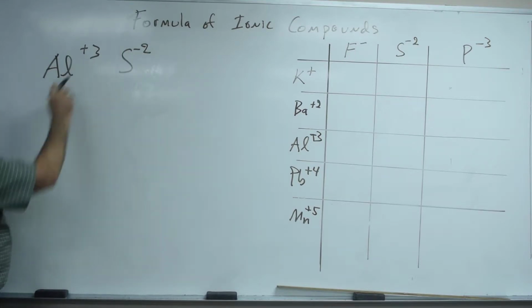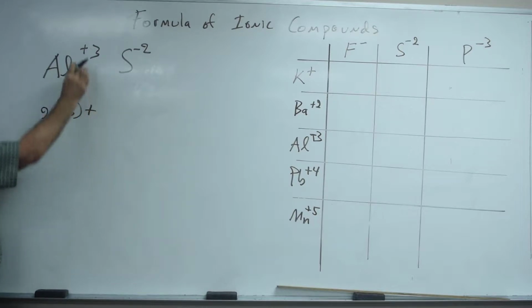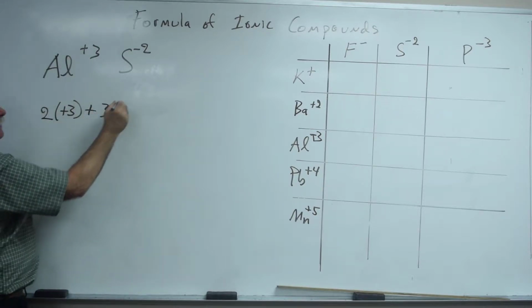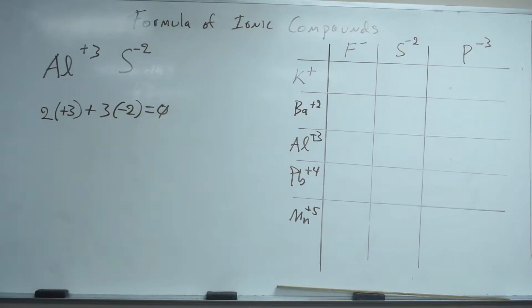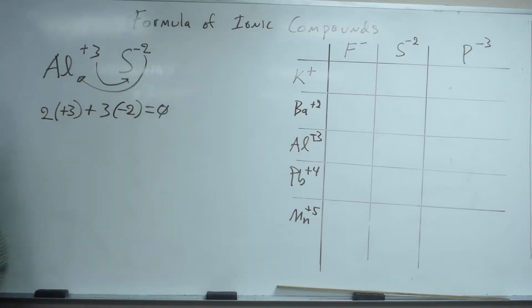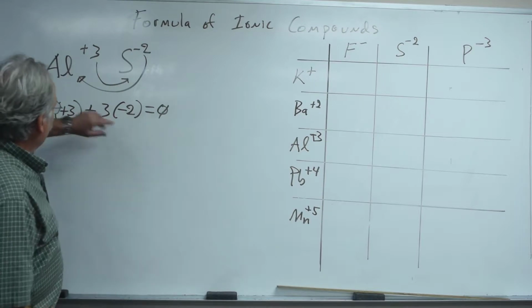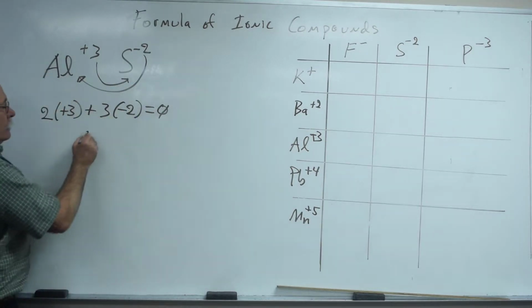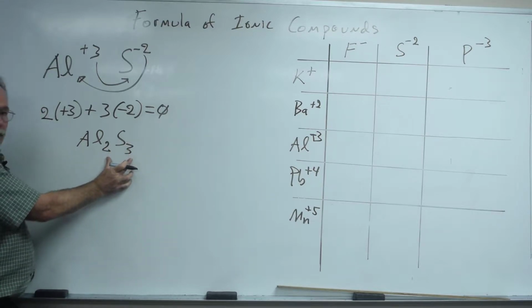So since I have two of these, if I took 2 times +3, and I added that, since this charge is 3, I take 3 of these times -2, this equals 0. Simply speaking, if I take this number, bring it down here, and I take this number and bring it down here, I get a neutral compound. The problem with this is that in the formula Al2S3, these must be the lowest whole number ratios.